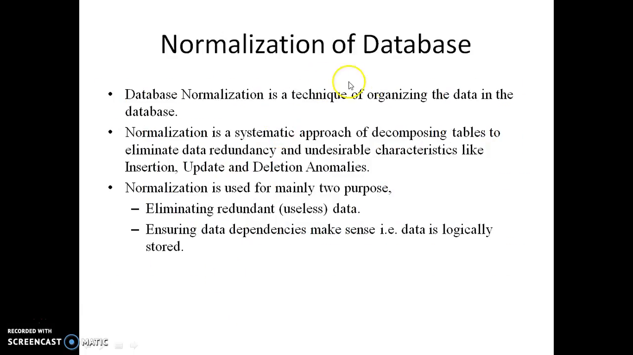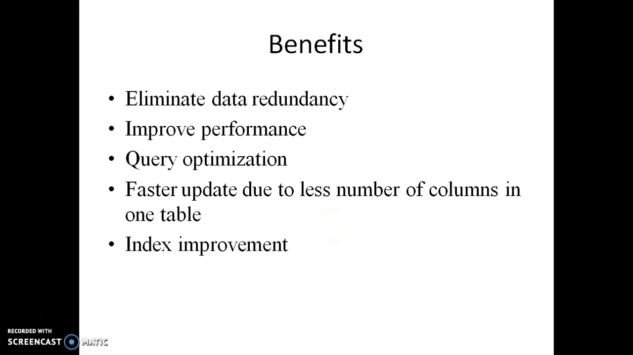So what is normalization of the database? Database normalization is a technique of organizing the data in the database. It is a systematic approach of decomposing tables to eliminate data redundancy and undesirable characteristics like insertion, update, and deletion anomalies. Normalization is used for mainly two purposes: eliminating redundant data, which is useless, and ensuring data dependencies make sense, that is, data is logically stored. Both of these are worthy goals as they reduce the amount of space a database consumes and ensure that data is logically stored. There are several benefits of using normalization of the database.